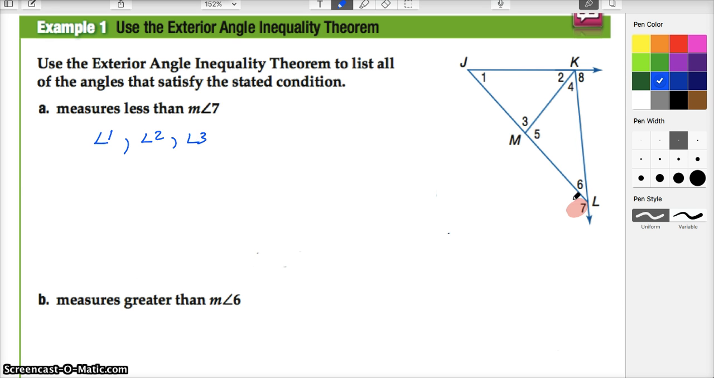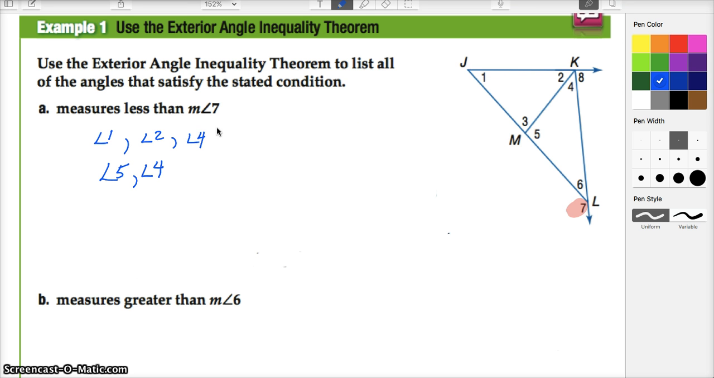The next triangle to observe is this smaller one here, triangle MKL. What I notice is that angle 7 is equal to the sum of 5 and 4. So if it's equal to the sum of 5 and 4, it must be greater than angle 5. I'll list that. And it's also greater than angle 4.